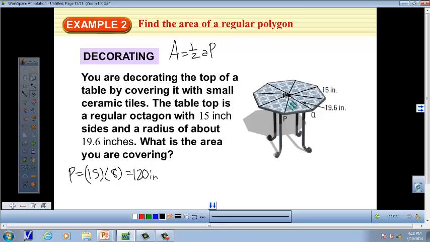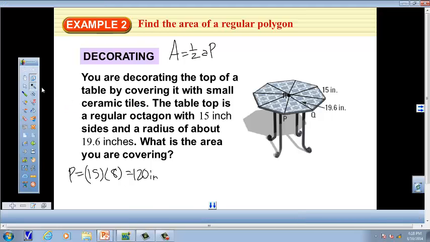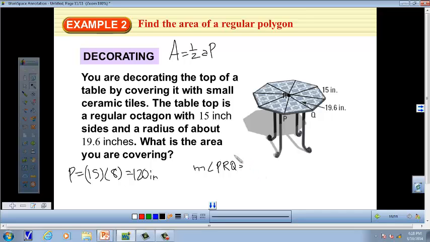Therefore, since this is 360 degrees, to find the measure of angle PRQ, that is going to be, actually we don't need to do that. We'll do that in the next problem. Sorry. Let's just back up here.